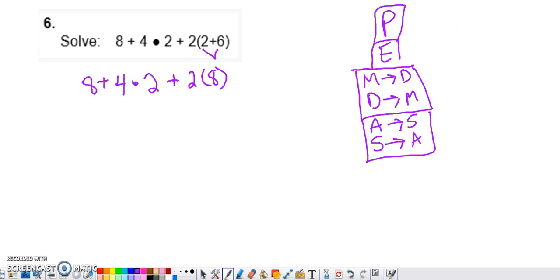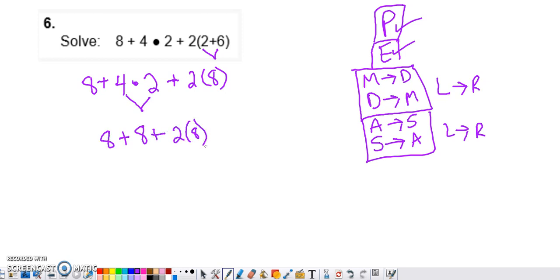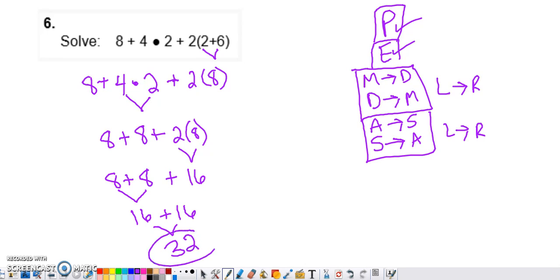Okay, parentheses, done. Exponents, we don't have any. Multiply or divide, whichever one we see first when we read left to right, just like with adding. So I'm going to start here and go this direction. Boom. 4 times 2 is 8. Bring everything down to parentheses 8. Okay, multiply or divide. Oh, multiplying right here. 16. Bring everything down. Now all I have is a whole bunch of adding. 8 plus 8 is 16. 16 plus 16 is 32. Final answer.